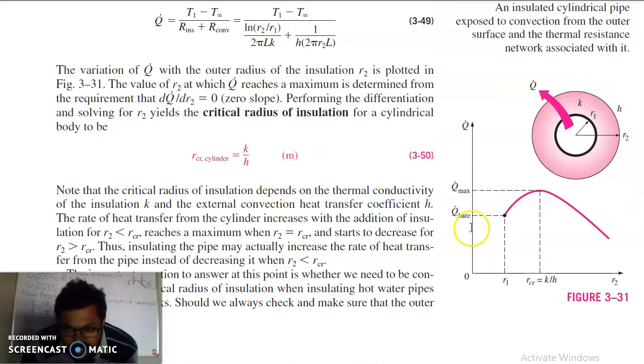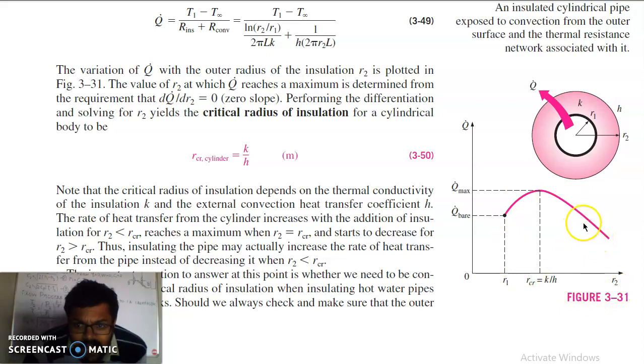Now if there is no insulation, this is the heat transfer in the case of a bare pipe. Now when you add the insulation, meaning you go in this direction, the heat transfer actually starts to increase. Even after addition of insulation, the heat transfer will increase and it will reach a maximum heat transfer, that is Q maximum. Then if you add more insulation, if you increase this R2, your heat transfer starts to decrease. So the variation of Q with the outer radius of insulation R2 is plotted in this figure.